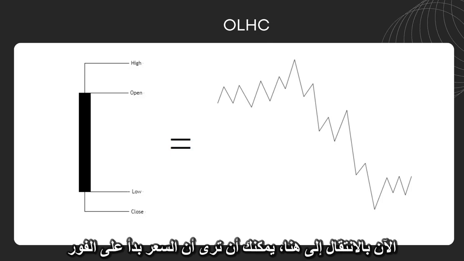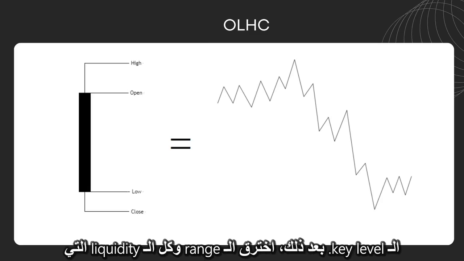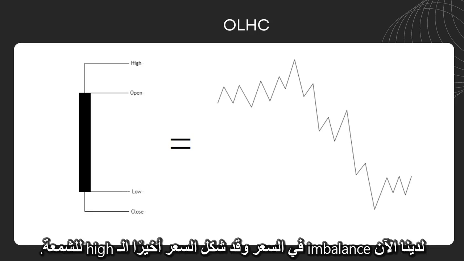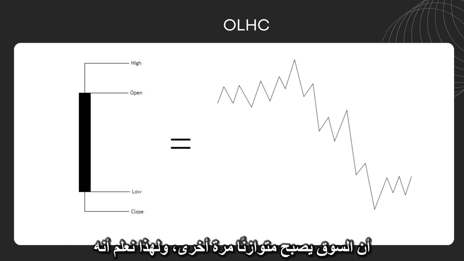Now moving on, right here you can see that price right away started with a ranging profile from the opening time, and it generated liquidity below the key level. After that, we took out the range and the whole liquidity it generated, and we had a manipulation profile. After that manipulation profile, we have now imbalance in price, and price has finally formed the high of the candle, and now we have to rebalance the liquidity and make sure that the market becomes rebalanced again.